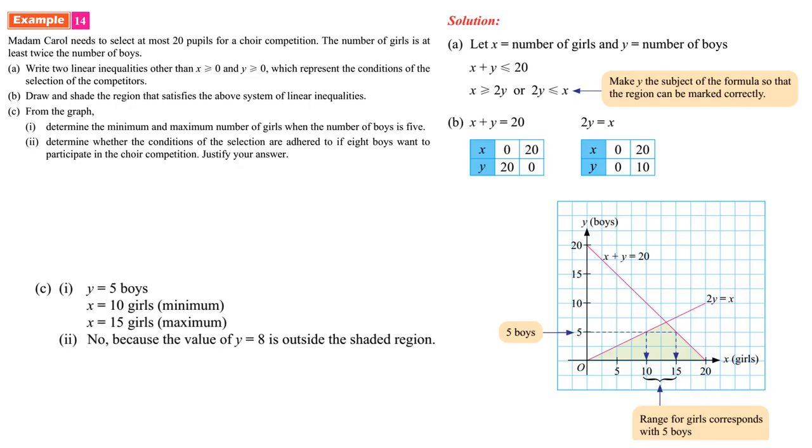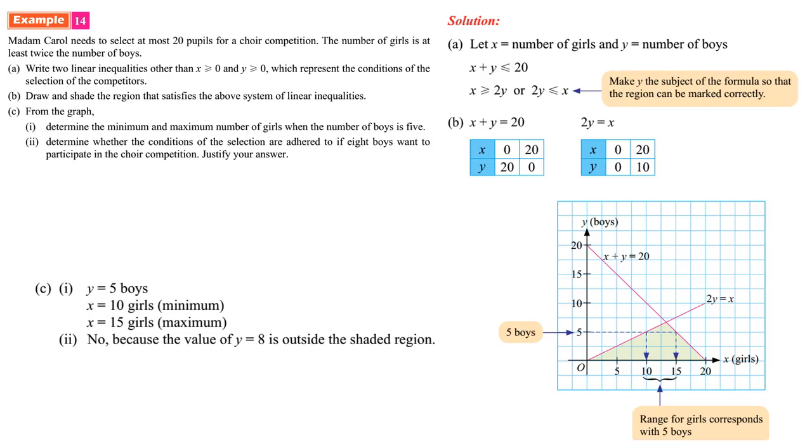Example 14. Madam Carol needs to select at most 20 pupils for the choir competition. The number of girls is at least twice the number of boys. A. Write two linear inequalities other than x is greater than or equal to 0 and y is greater than or equal to 0, which represent the conditions of selection for the competition.